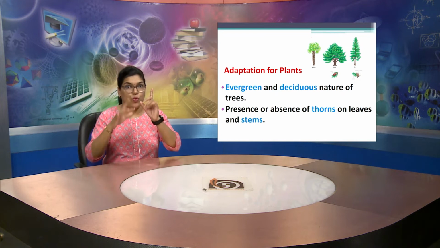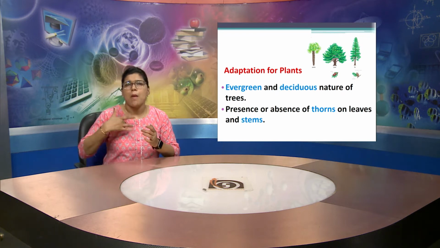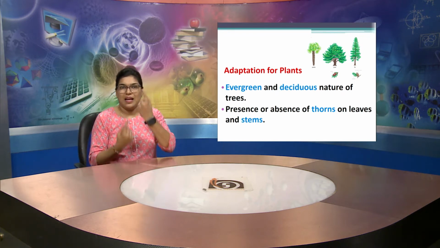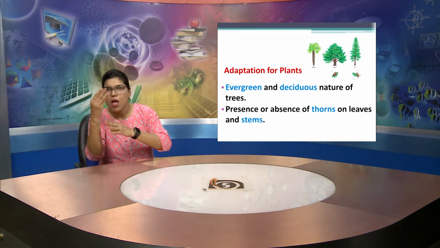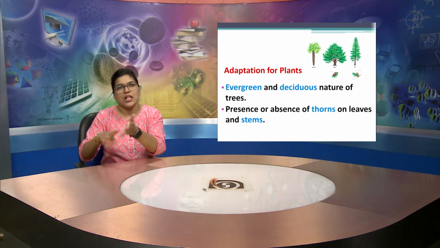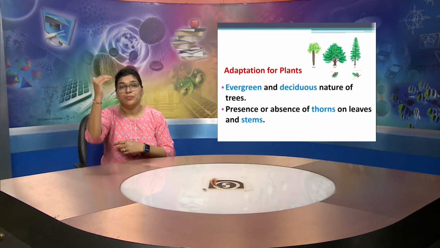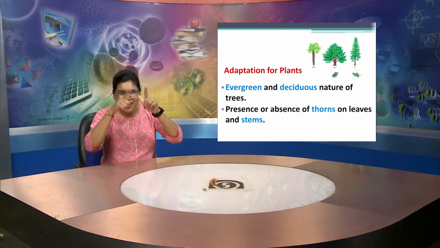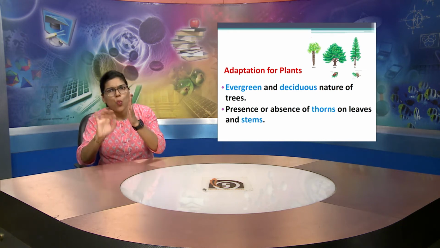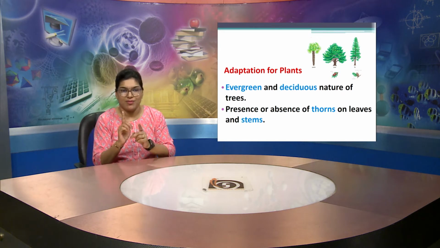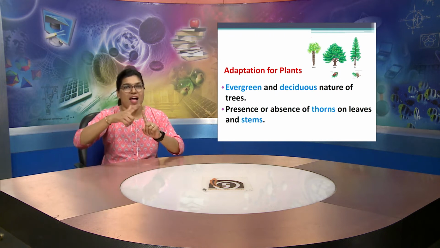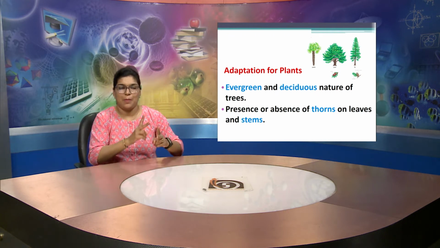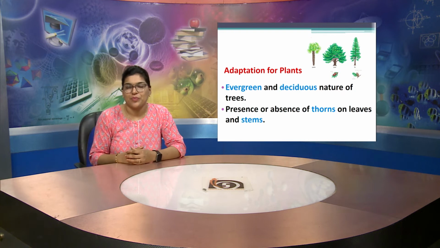Here we can see the adaptation for plants. There are some evergreen and some deciduous trees. Deciduous trees are those in which the leaves of the tree fall in a particular season. And also in some trees, some plants, there is an absence or presence of thorns on leaves and stems.